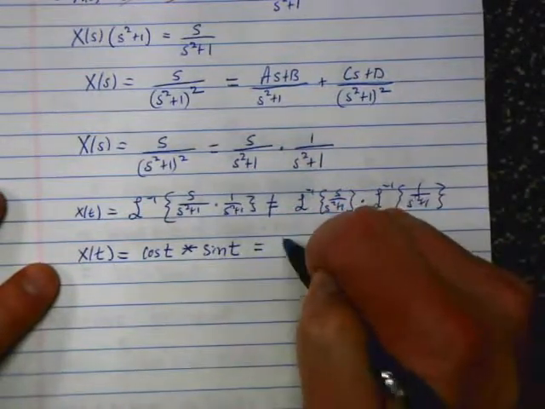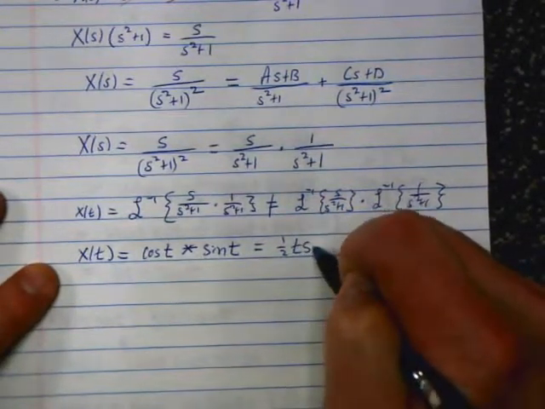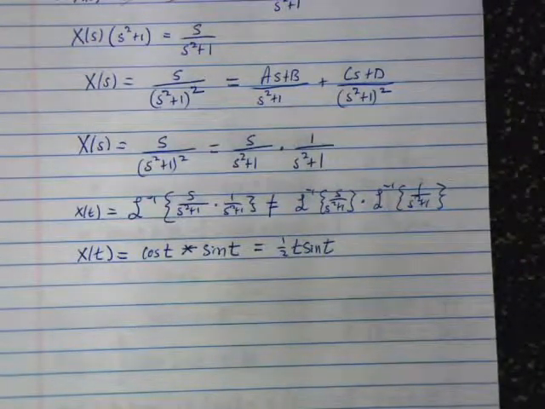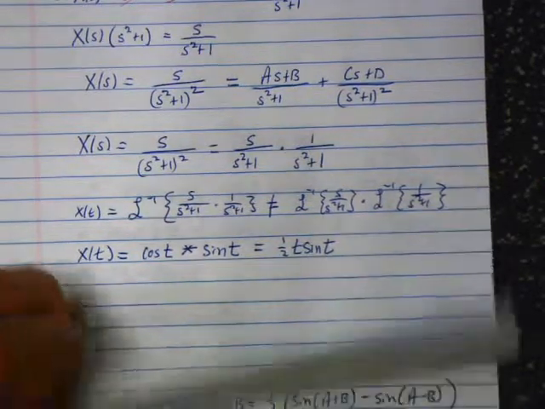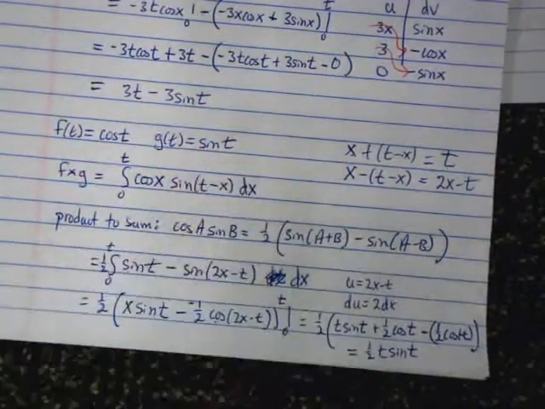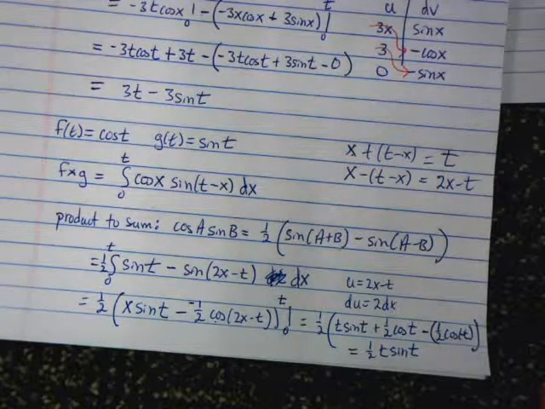So what did we end up with as an answer? One half t sine of t, I think, was our answer. It's funny how so much work goes into a tiny little answer. Right, because that's the problem we just did, remember? That's why I picked that one. That's why I picked the convolution of cosine t and sine t, because I wanted to be able to answer that problem.